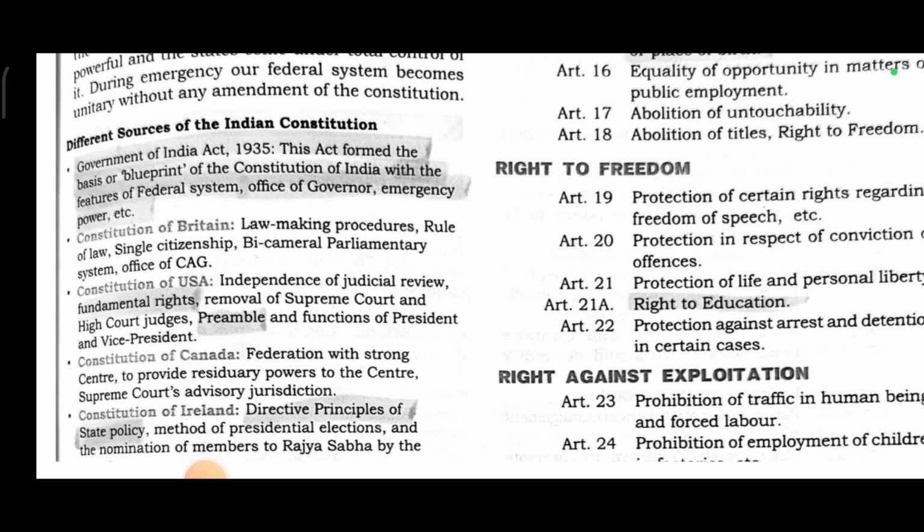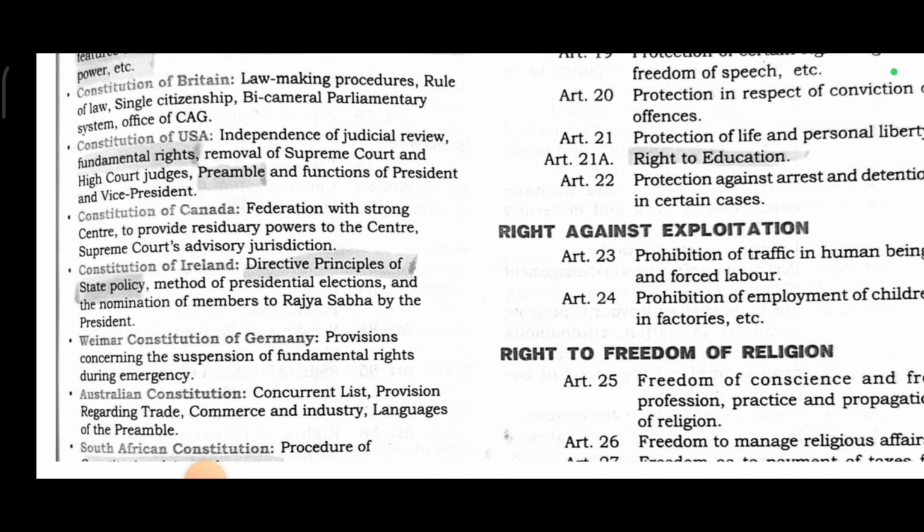Government of India Act 1935. This act formed the basic blueprint of the Constitution of India with the features of federal system, office of governor, emergency power, etc. Constitution of Britain. Law-making procedure, rule of law, single citizenship, bicameralism, parliamentary system, office of Comptroller and Auditor General.